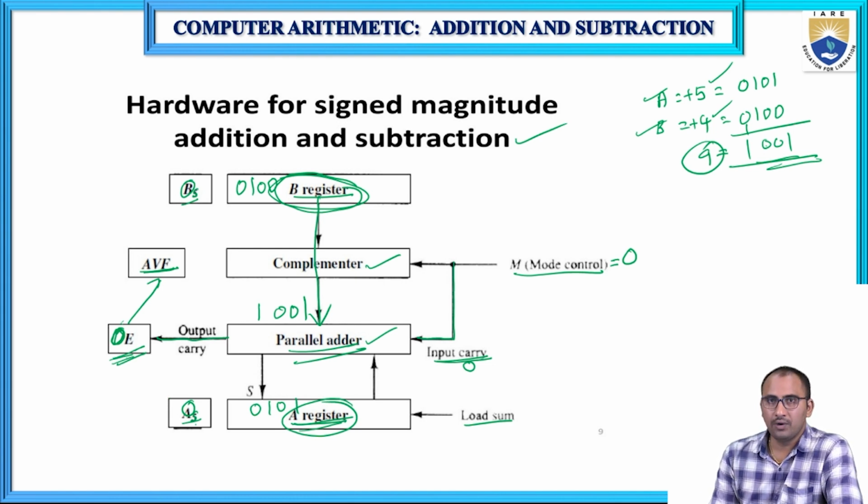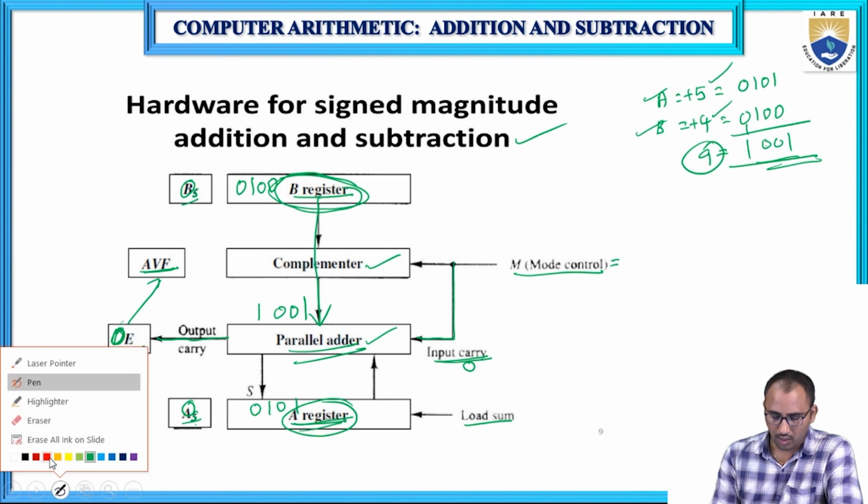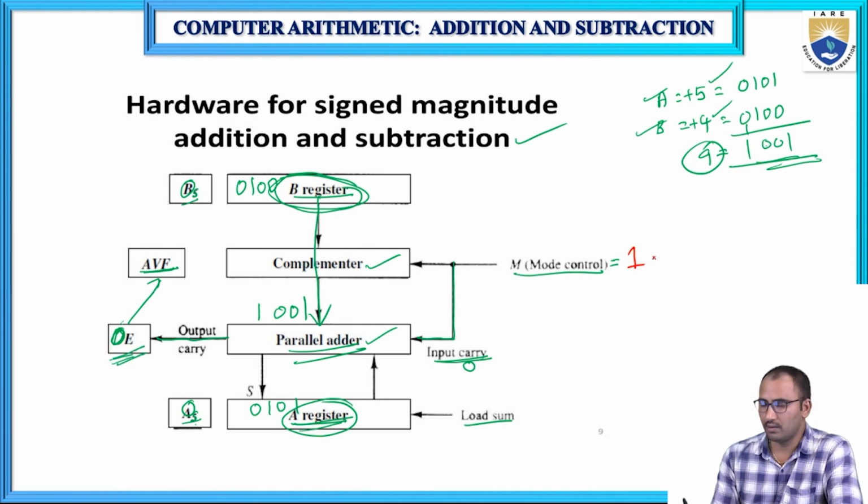Similarly, when we wish to perform subtraction, the mode control input should be logic 1. If the mode control input is 1, logic 1 is applied to the complementer, and the input carry is also 1. So here it is a complementer, and whatever data is present in the B register will be complemented.